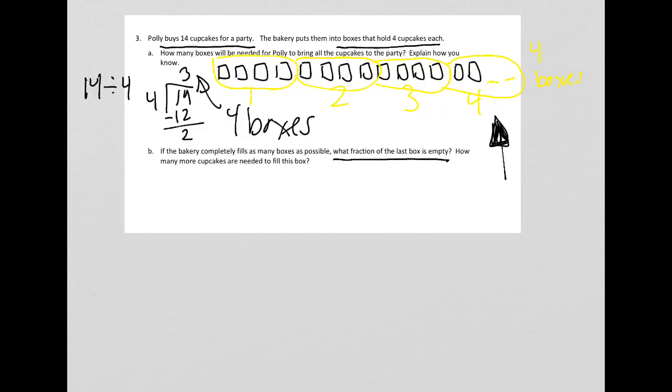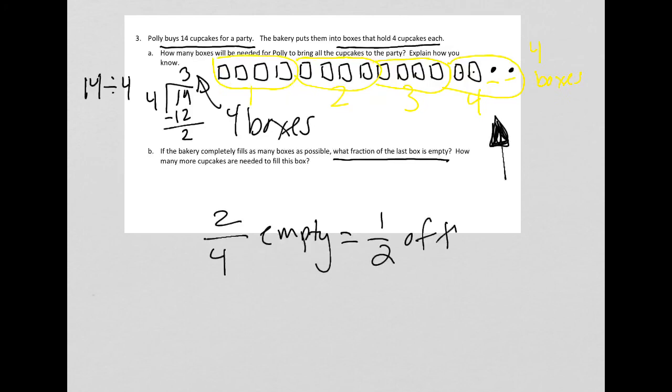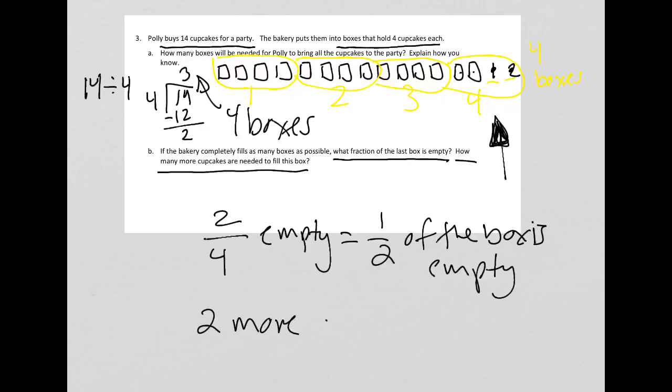Well, it looks like half of it is filled, right? Because I have 2 cupcakes, and then I have this empty spot and this empty spot. So I have 2 out of 4 spots that are empty. And I can simplify that to 1/2 of the box is empty. And then if I'm looking at the next question, how many more cupcakes are needed to fill this box? Well, I can count that I need 1, 2. I need 2 more cupcakes to fill the box.